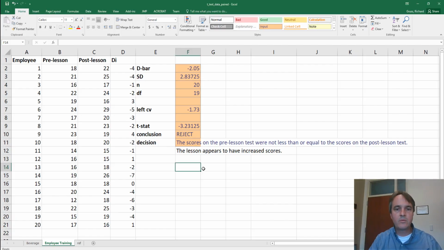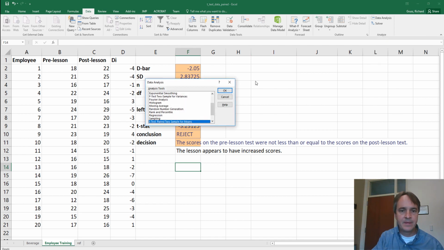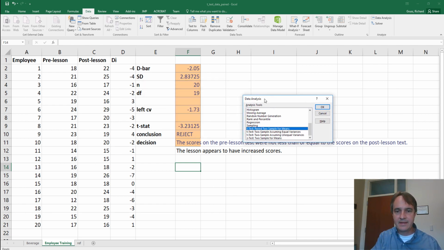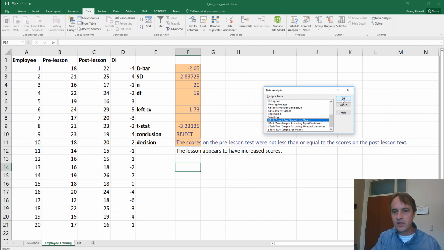So there's our management conclusion. As usual, I want to show you a shorter route to these conclusions using what's built into Excel. Remember that most of what we want is under the data ribbon. I'm going to come up here to data analysis, and we see that we've got a t-test, paired two sample for means. Paired is the clue that we're dealing with paired samples here. So we'll click OK.